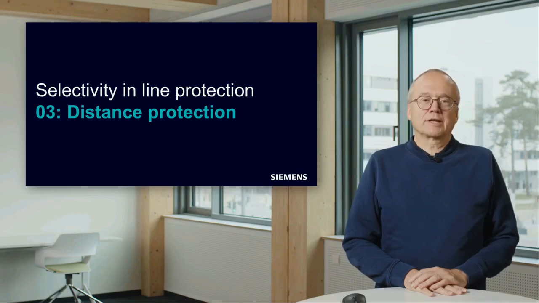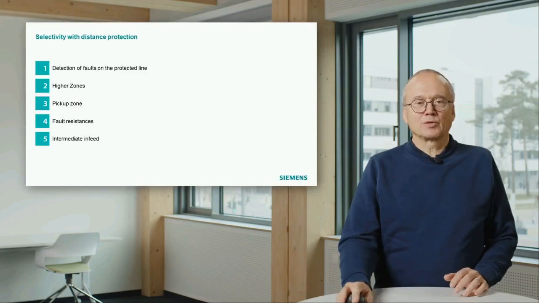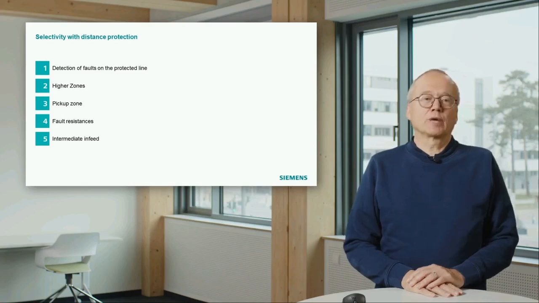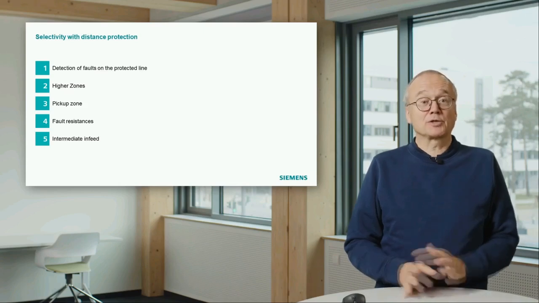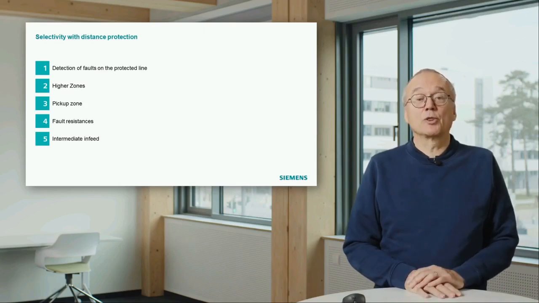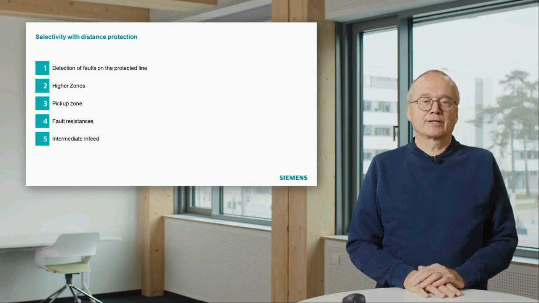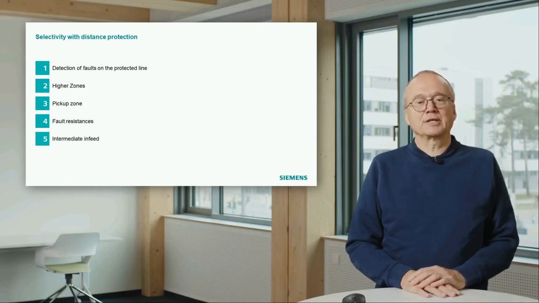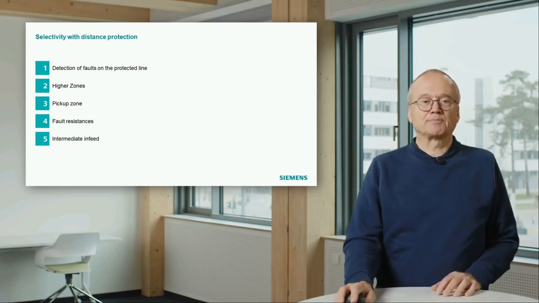This video is on selectivity for distance protection. This will be a little bit a longer thing. This shows the topics I would like to discuss. First of all, the main point of a distance protection, detection of faults on the protected line. We will then look at higher zones, at the pickup zones, and then finally at two dedicated topics which also affect the selectivity, the influence of fault resistances and the intermediate infeeds.